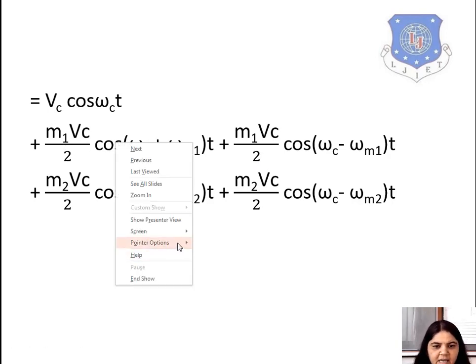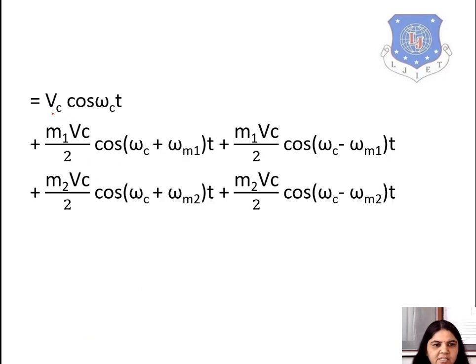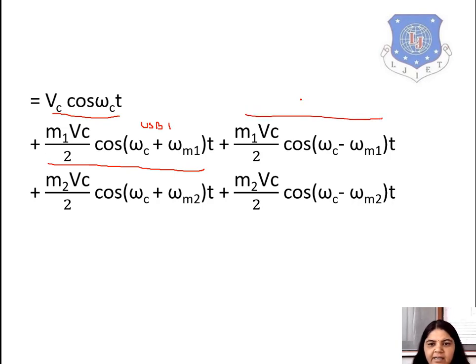Now I can say, what is this? It is the carrier signal. This is my upper sideband, upper sideband 1. What is this? It is nothing but my lower sideband 1. What is this? It is the upper sideband 2. And this is the lower sideband 2.